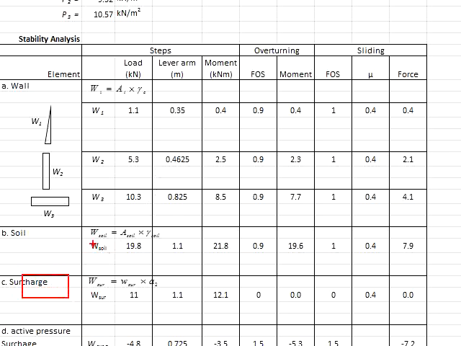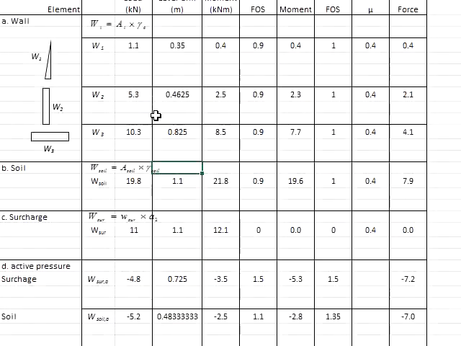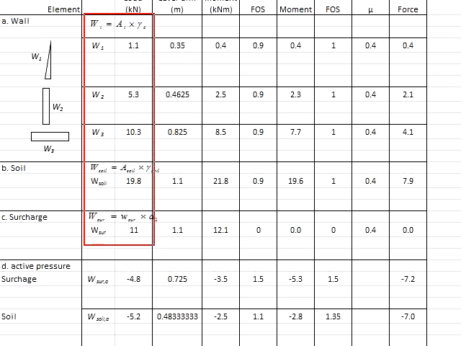The surcharge is a UDL. To calculate the force of the surcharge, multiply the UDL by the width where the surcharge was acting. The lever arm will be from the centroid of the surcharge to the rotational point of overturning. The moment is obtained by multiplying the load and the lever arm. All these loads are vertical loads.